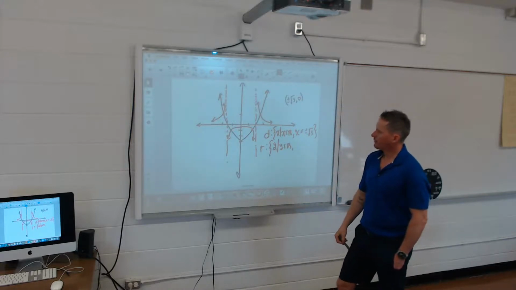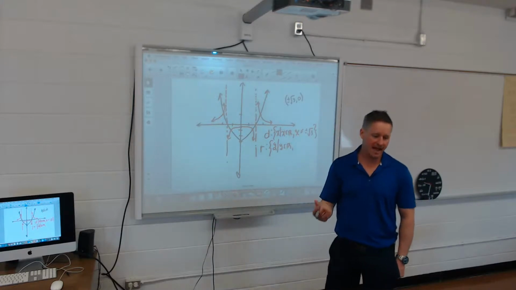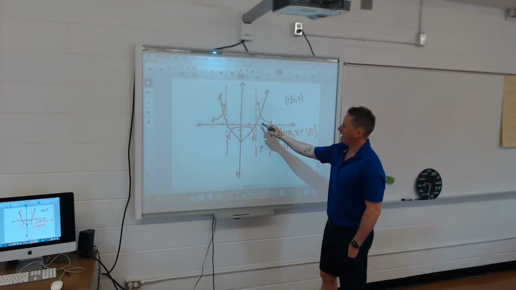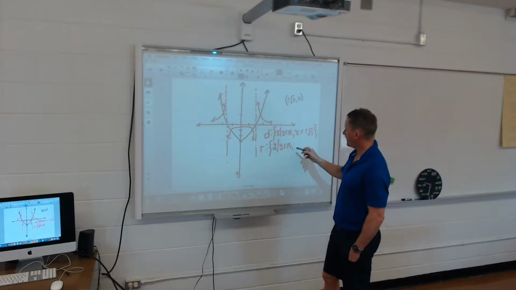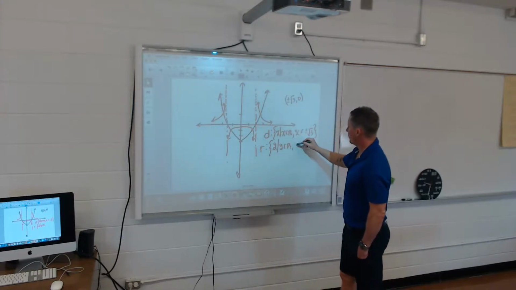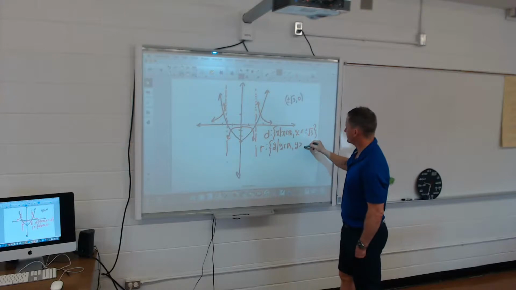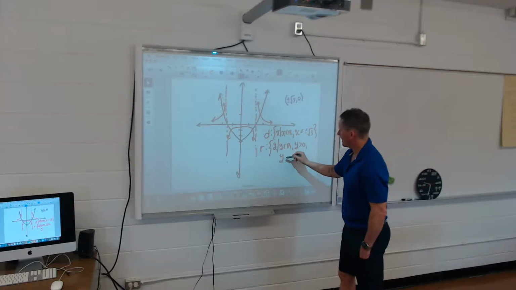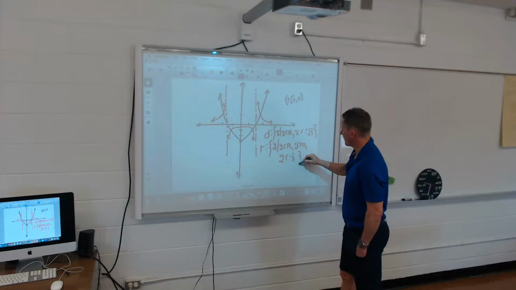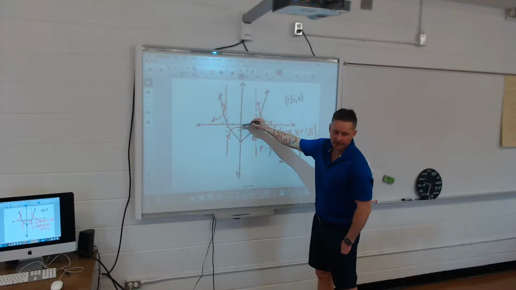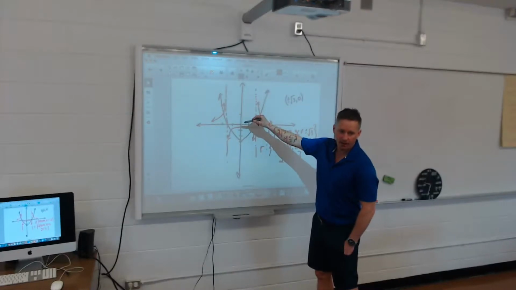All right? Now the range is a little bit trickier yet. Because y can equal 0, but, so I'm going to write it like this. Y has to be greater than 0, and y has to be less than or equal to negative 1/3. That's a game changer right there. I don't have any y values in that gap between 0 and negative 1/3.